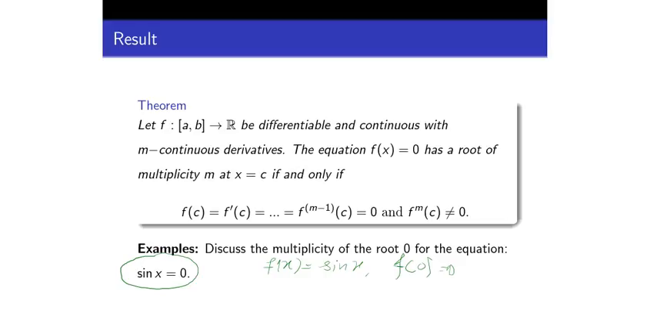If you see, the derivative of f at x is equal to cos x, and cos 0 is 1. So f dash of 0 is equal to 1, which is non-zero. So by the above result, we can say that this is a simple root, or a root with multiplicity 1, right?